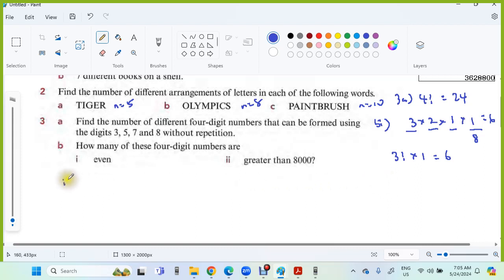And then greater than 8,000. So number 2, greater than 8,000, then it must start with 8. Then only it will be greater than 8,000. Then we have 3, 2, 1 after we use the 8 here. So we can use the 3, 5, 7 here. Okay. So this one will be 6. Or I can do it this way, that is 1 times 3 factorial, 6.